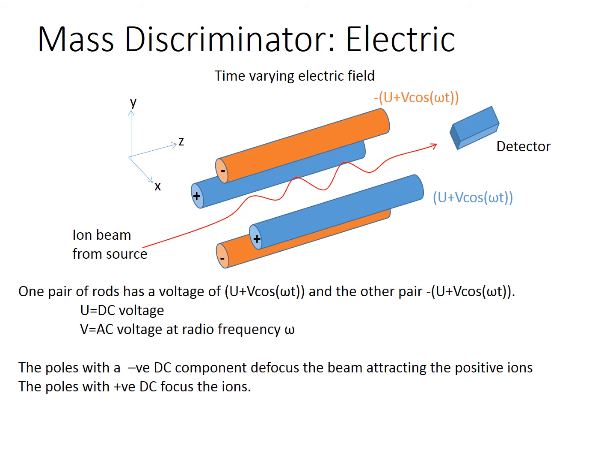Because this doesn't have any magnets in it, it can switch between measuring different masses very, very quickly. So it can measure stuff very quickly, which is great, but it doesn't have a very good mass resolution. It can only really measure the difference between whole masses.